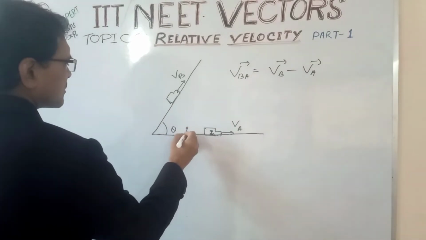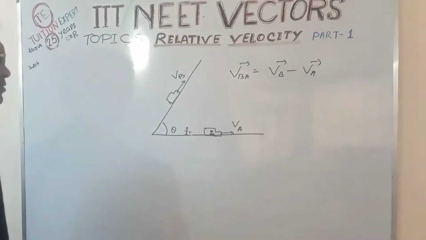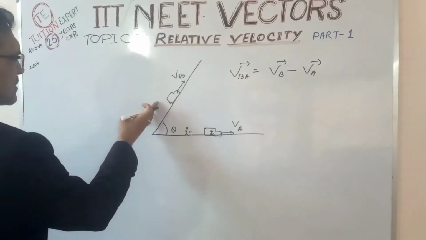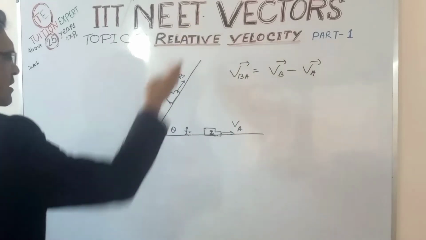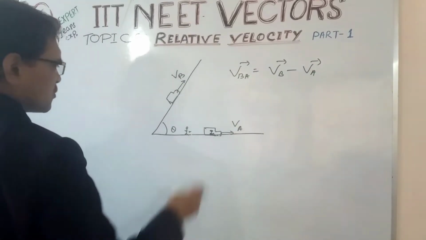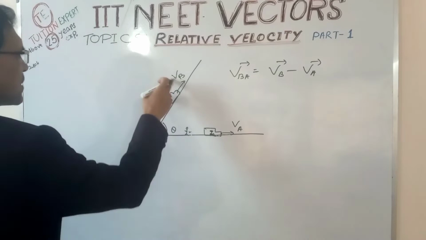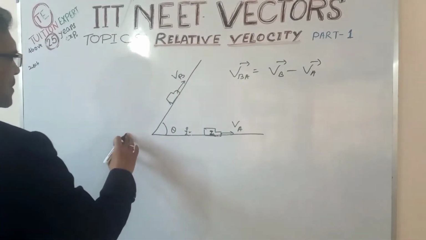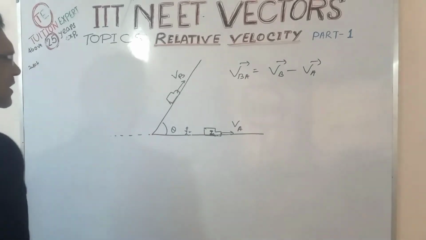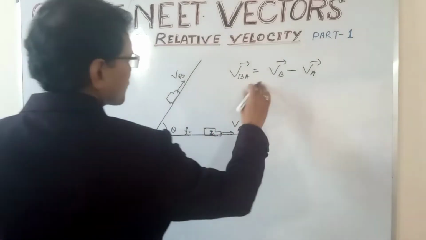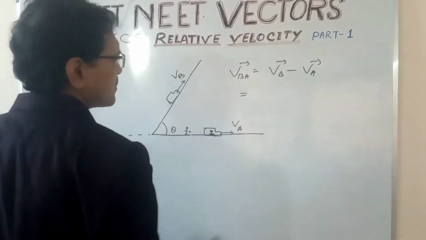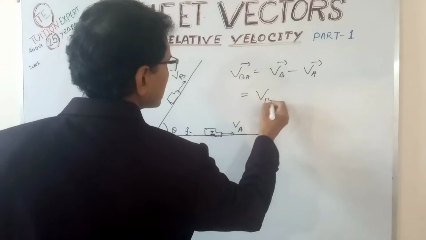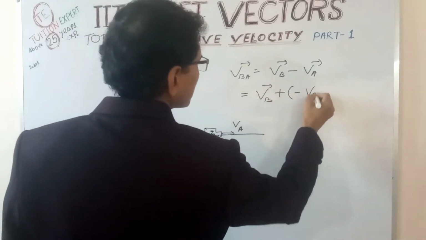If a man stands at rest on the ground and observes the velocity of car B, then the car moves along this direction. But if a man situated in car A observes this car, then the direction of the car will be different. So the direction will be obtained from VB minus VA, which is VB plus or minus VA.